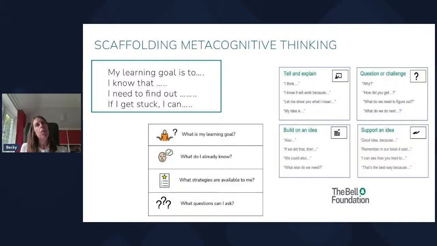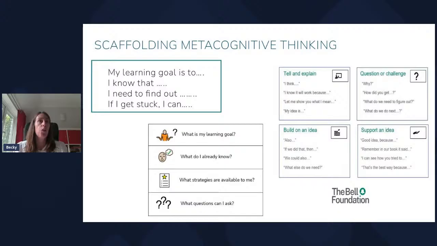And thinking about those learners, because lots of pupils will be able to think metacognitively just from watching the teacher. But for many learners, especially those identified with SEND, we would need to be explicit with this with them, really scaffolding their metacognitive thinking. So you can see their sentence frames even say, my learning goal is to, what am I required to do today?